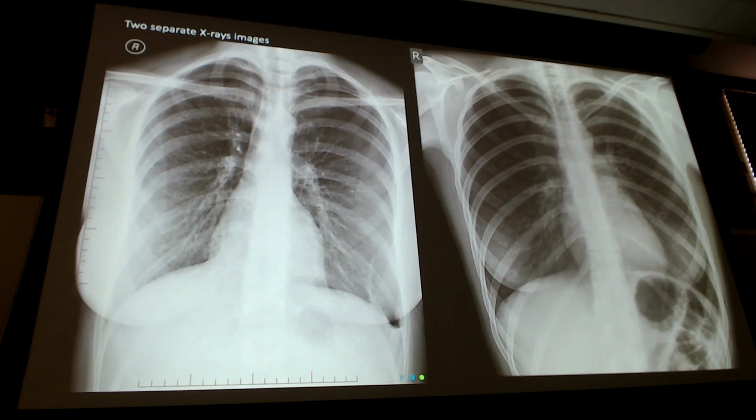A lot of your spontaneous ones, especially when you catch them early on, are going to be just the superior portion. Because what happens when I have a spontaneous? Well, air rises, right? The air is going to sit up there. So a lot of times that's where it starts.